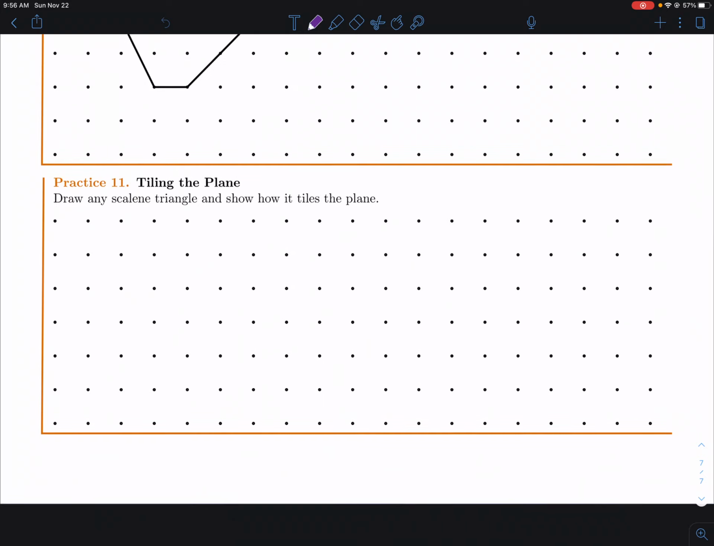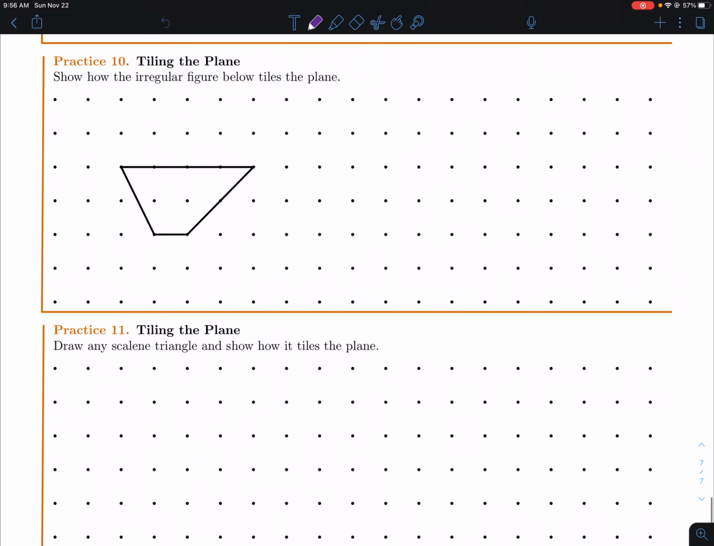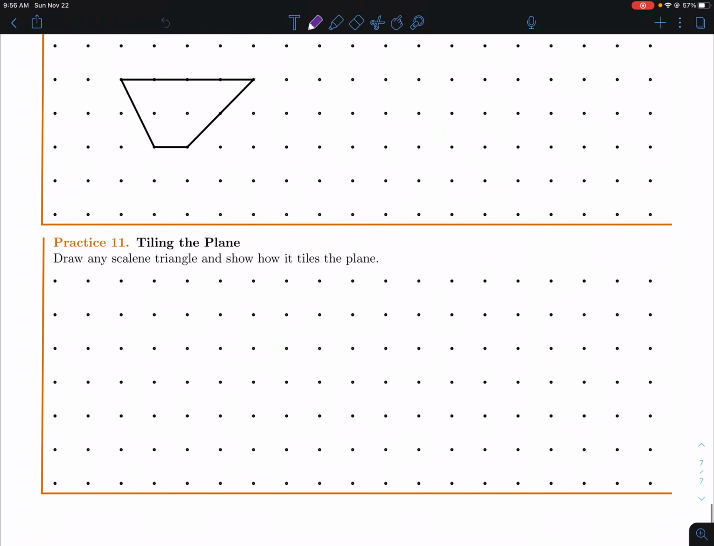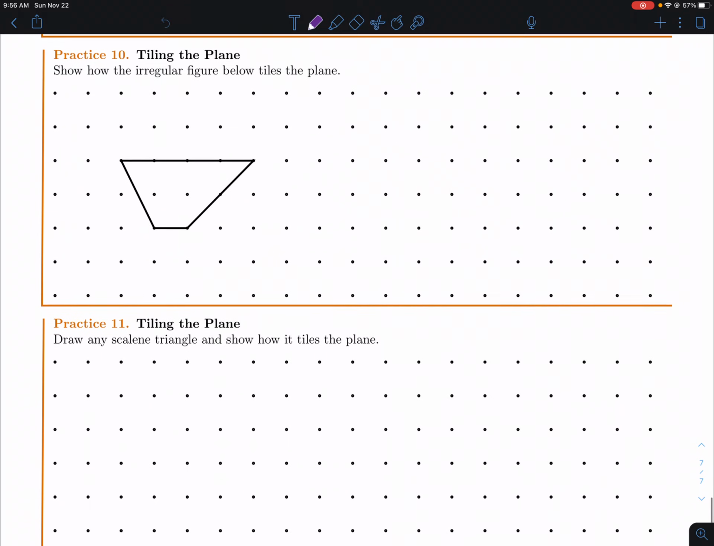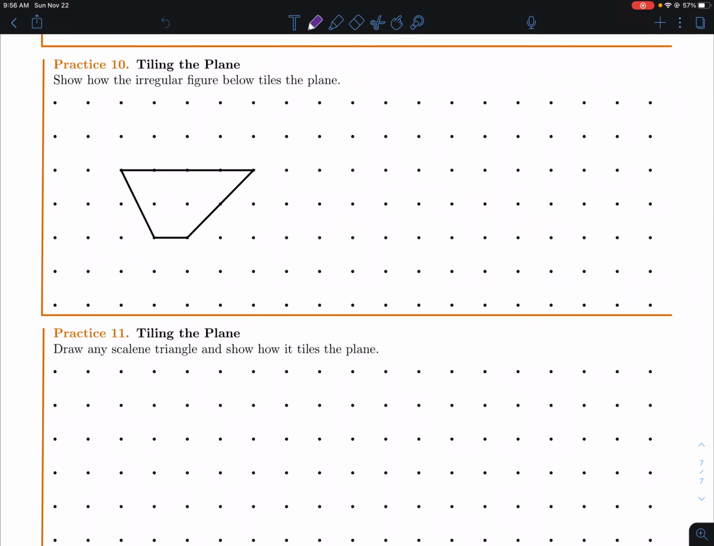And then finally, the last two things that we want to do is try to tile the plane with some of these irregular figures. In this case, we've got a trapezoid, and then draw any kind of scalene triangle that you want. It could be acute, obtuse, right triangle, whatever, and then use it to try to tile the plane. Remember, you may have to rotate this thing in order to get it to work, but ultimately you should be able to fill up this whole dotted area with these different shapes.